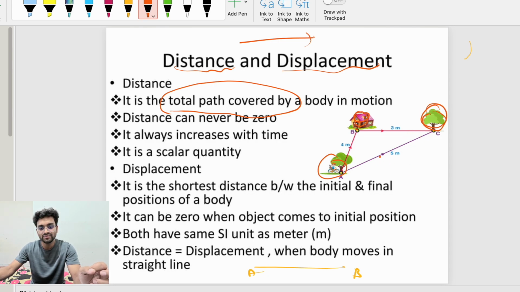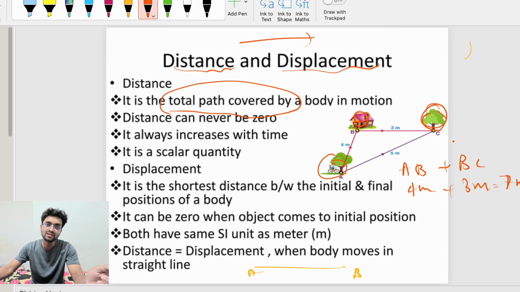So how much is the distance covered? Basically the distance will be the path: first the AB path and then the BC path. The distance of the AB path is 4 meters, and the distance of the BC path is 3 meters. So the total distance covered by him is 7 meters.